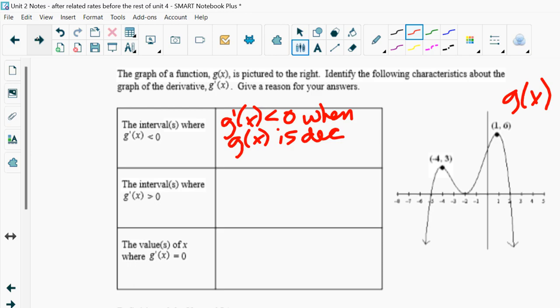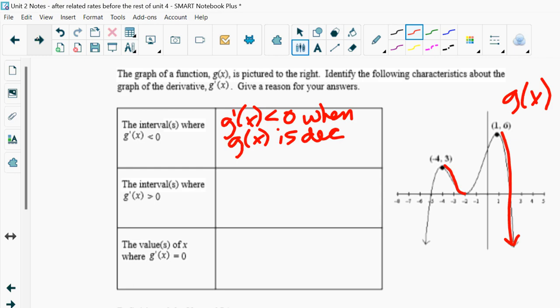Decreasing would be like if you were walking along it and you were going down, right? So this would be increasing, this would be decreasing. Do you agree with that statement? And then if I'm going back up, that's increasing, but then this would be decreasing. So when we give decreasing intervals, we're going to use brackets, parentheses, and infinity, negative infinity.